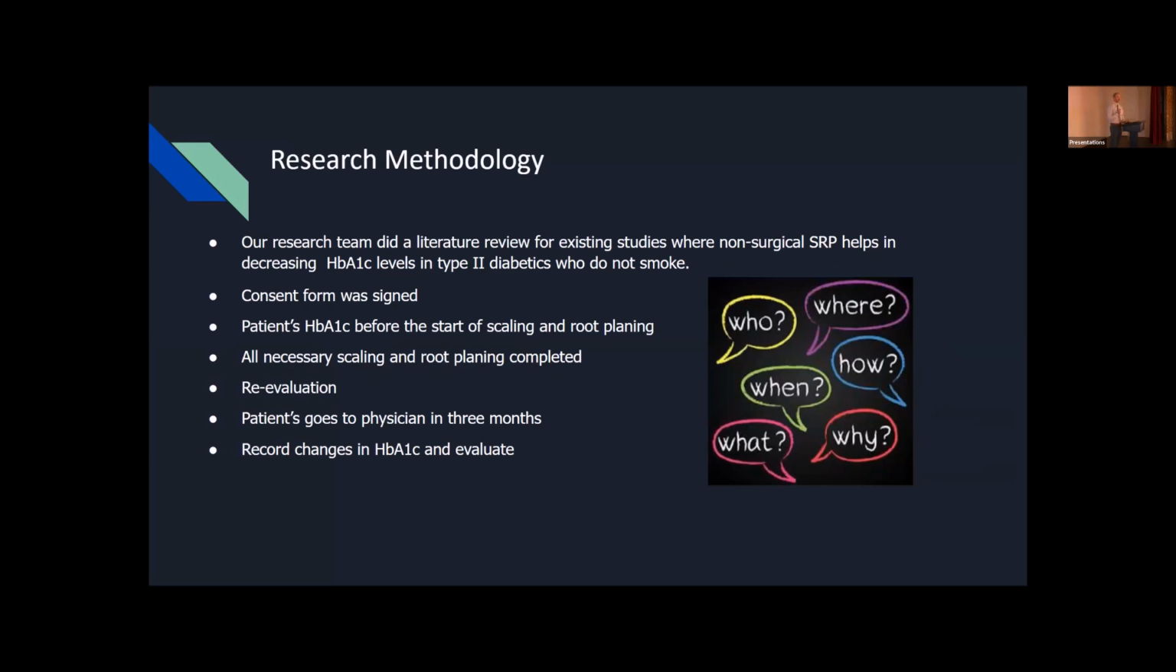So going forward, we will get our patients to sign consent forms for participating in the research study. We will have them go to their doctor and have an HbA1c value measured before the start of scaling and root planing. We will complete all of the necessary treatments, and then we will reevaluate them in 4 to 8 weeks. After that, we will have them go back to their physician and have their HbA1c value measured in 3 months. Then we will record the changes and run some statistical analysis to see what we have. Next slide, please.